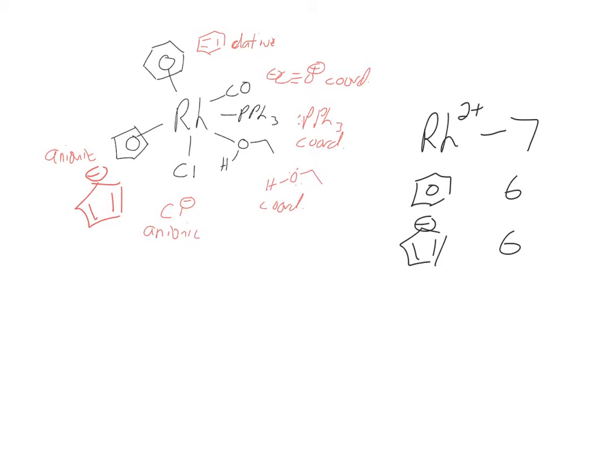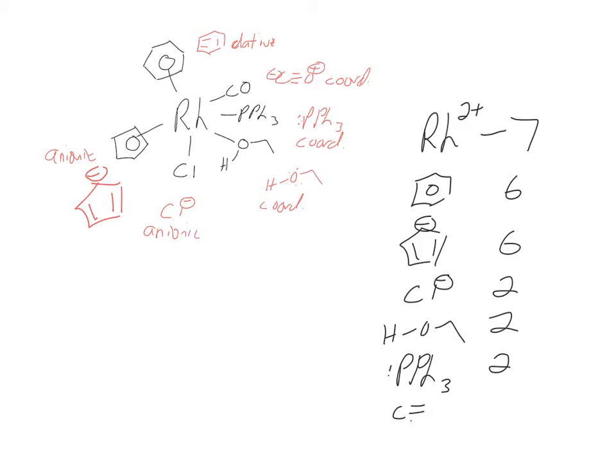Chlorine is donating how many electrons? 2. The oxygen from ethanol is donating 2. So it still has that bond. So it's still surrounding the rhodium with 2 electrons. It's not that it's giving them up, but it's the rhodium it's coordinating here. So it is still putting 2 electrons by that rhodium. The phosphorus, how many is that? That's 2.